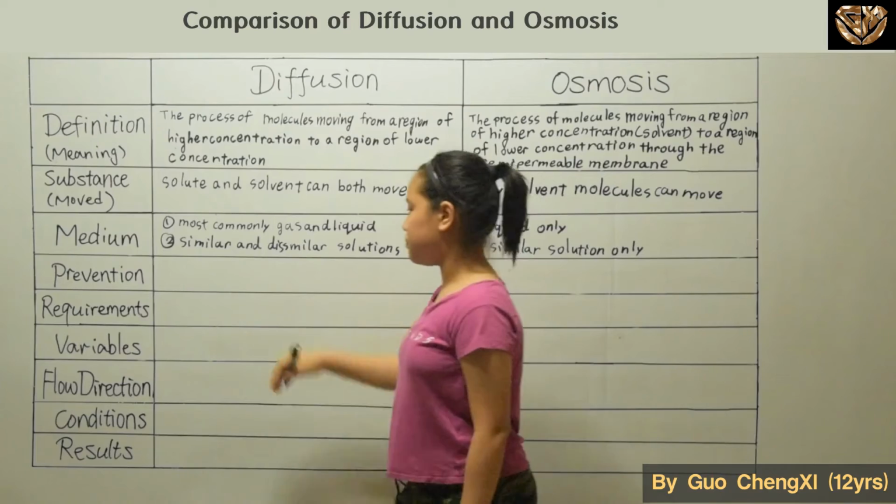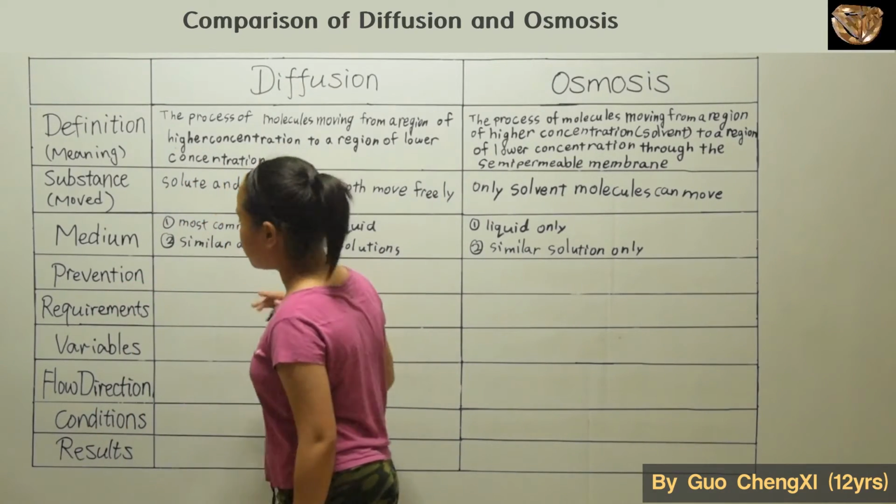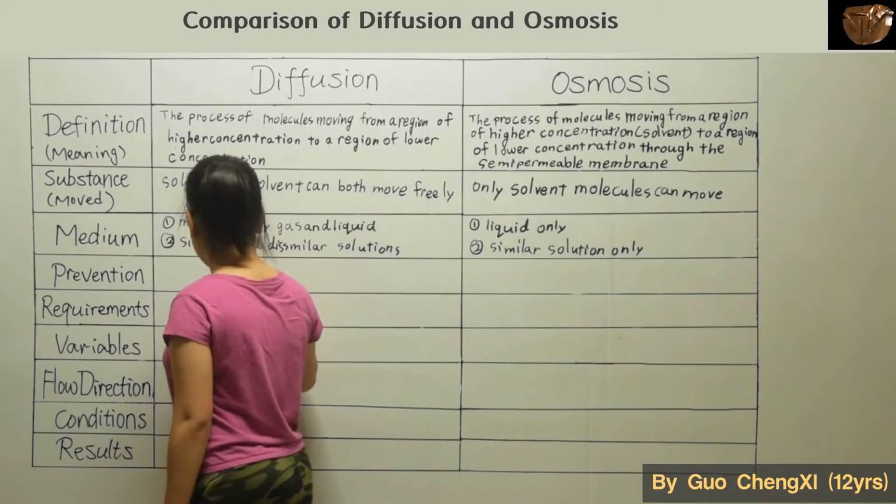Well, over here, sorry for the spelling mistake. Well, for prevention, let's see. For diffusion, it's impossible to prevent it. So I'm just going to write impossible here.